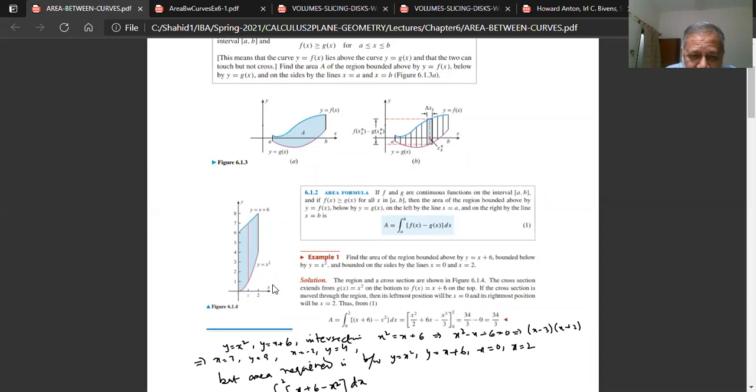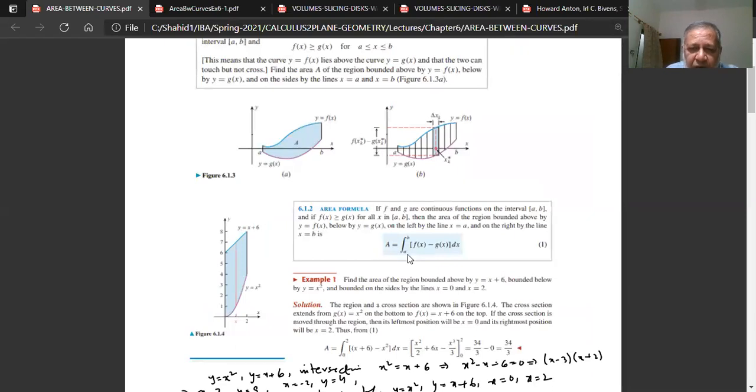Like in this example, where you have to find the area between curves y equals x plus 6, that is this straight line, and the curve y equals x squared, and between x equals 0 and x equals 2.